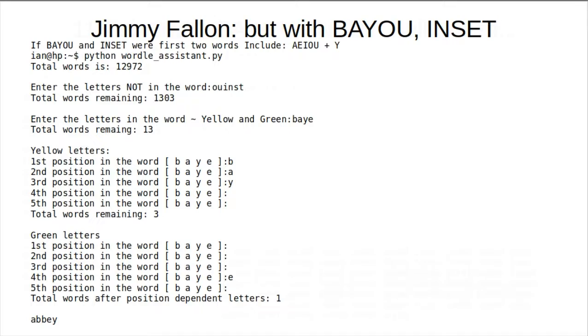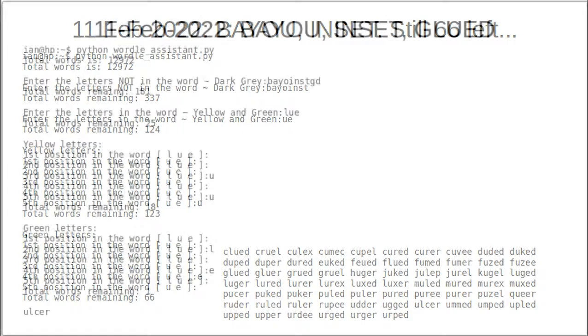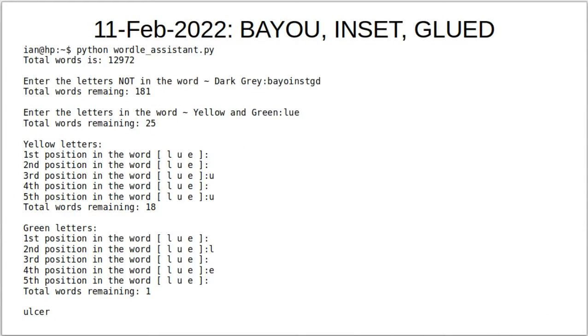There was a Wordle on the 11th of February, and I tried it with Bayou and Inset. As you can see, when I came right down here, I still had 66 words remaining. After I put in these two words, it was still one of 66. If I added glued as the third word, which is just one of the words from this list, that actually gave me the answer, which was ulcer. So I got it on the fourth line.